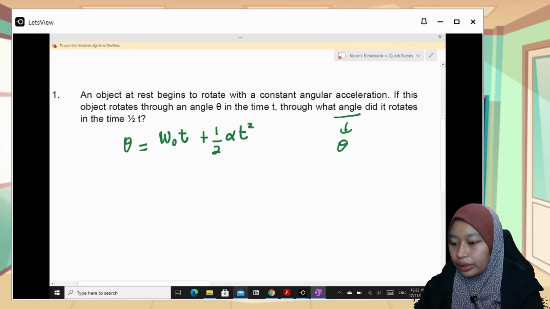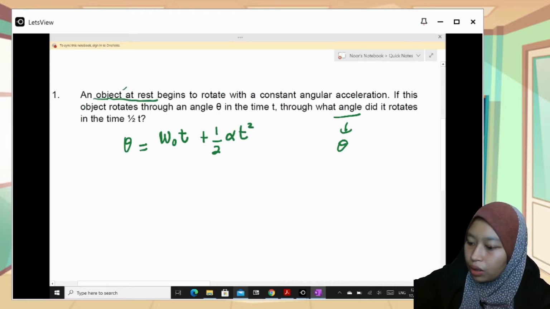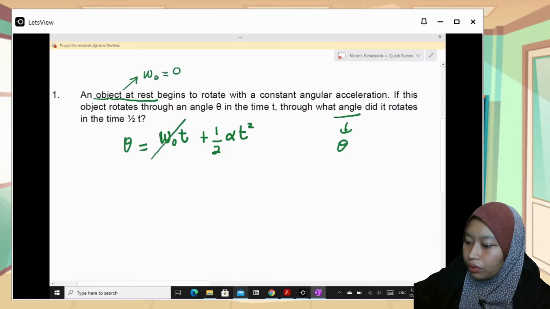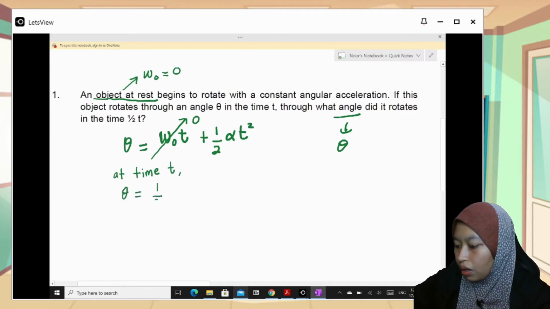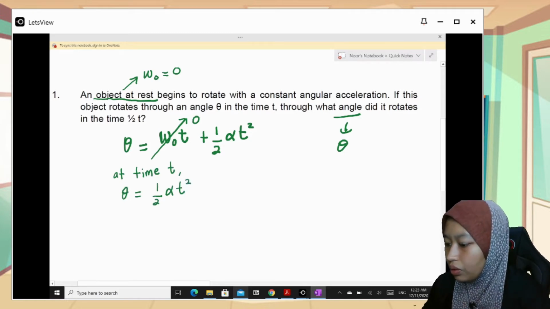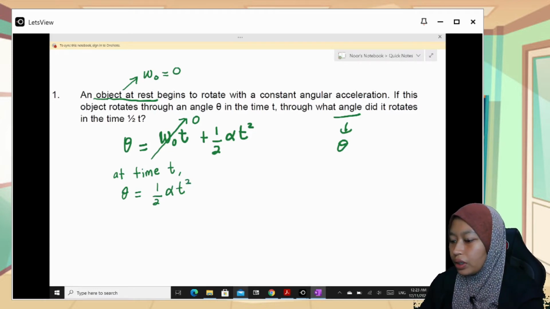Another keyword here is that the object is at rest. What does it mean by object at rest? Object at rest means omega naught is equal to zero. So what happens if omega naught equals zero? This term will cancel out. So at time t, our theta equals half alpha t squared. Remember this one: at time t, theta is equal to half alpha t squared.